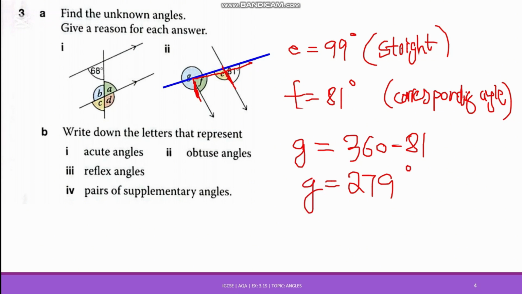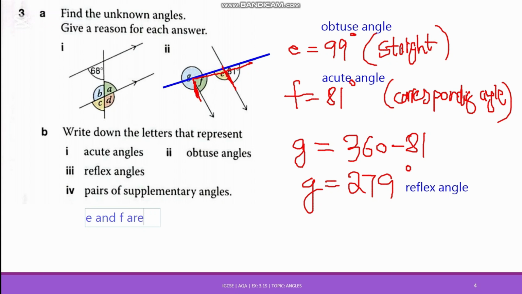Again, we have to name these angles. So E is actually more than 90, so this is an obtuse angle. This is less than 90, so F is an acute angle, and G has more than 180 degrees, so it's a reflex angle. And here we have one pair of supplementary angles, which is E and F. These two angles are actually supplementary angles.